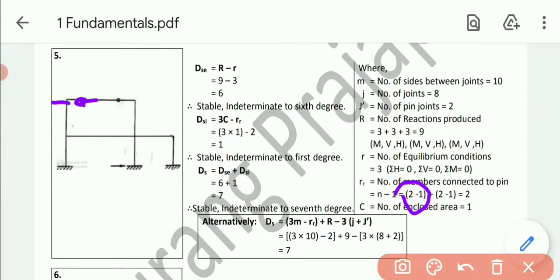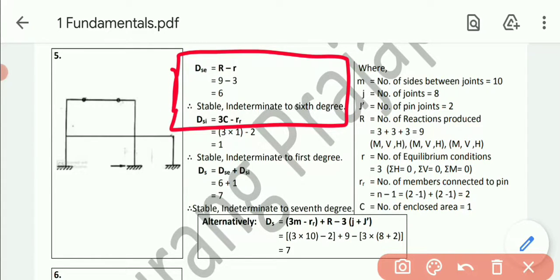and this second 2 minus 1 stands for this joint pin, 1 and 2, two members are there, 2 minus 1, so the total answer comes 2. Okay, that is RR. Now let's calculate the formula. DSE, capital R minus small r, capital R 9, small r 3, 9 minus 3, answer comes 6. So stable and indeterminate to 6 degree.